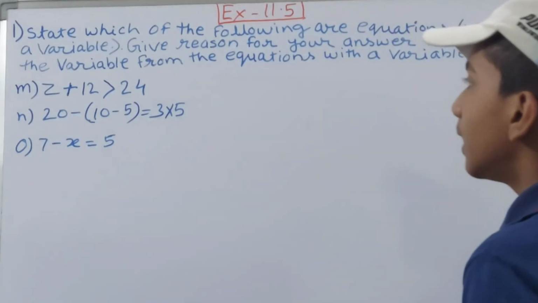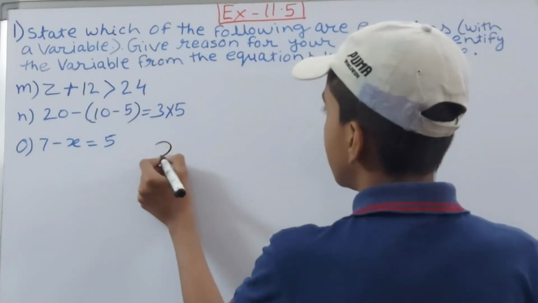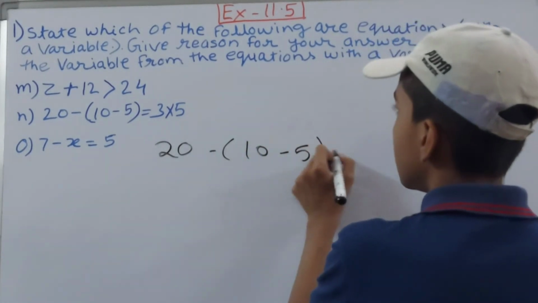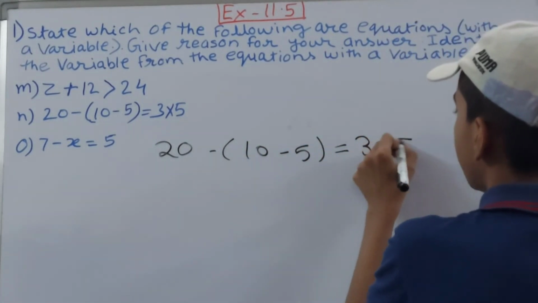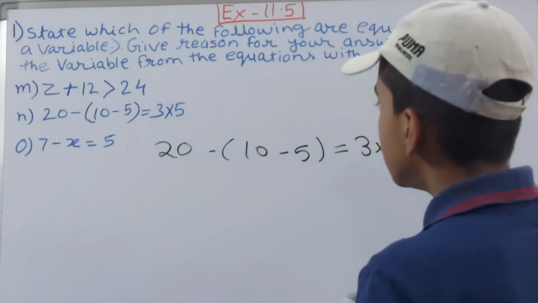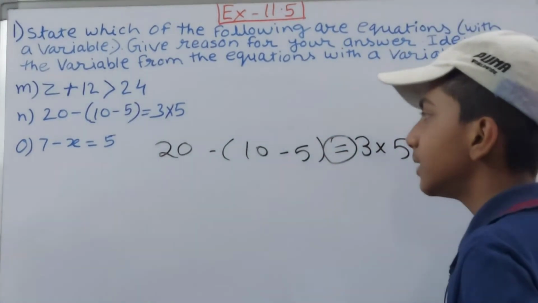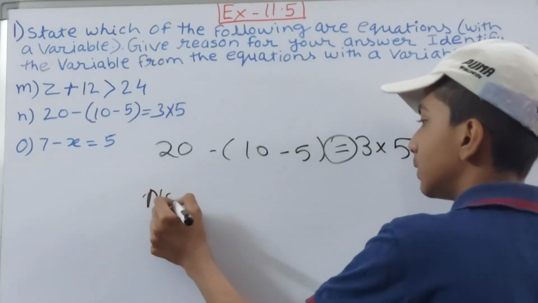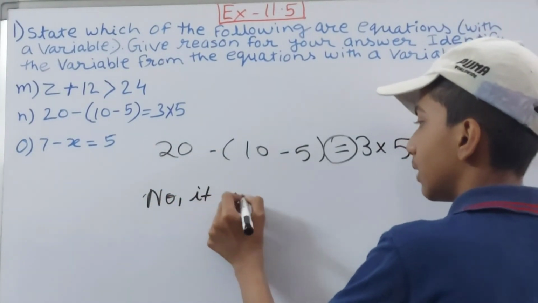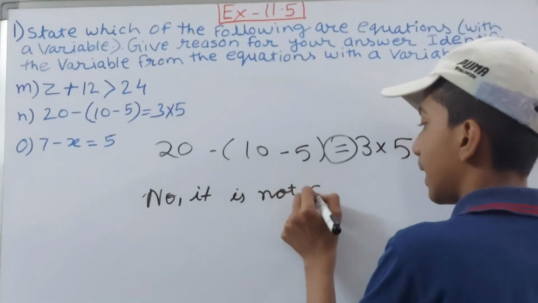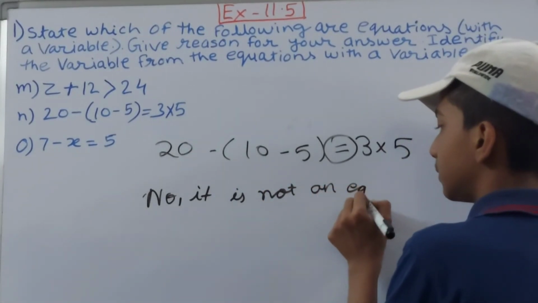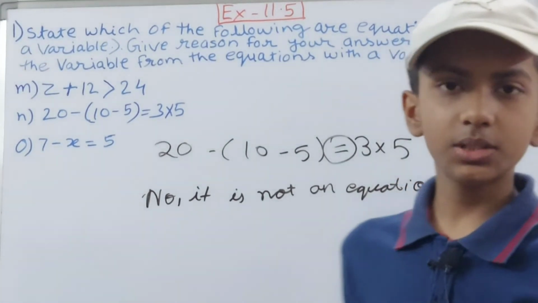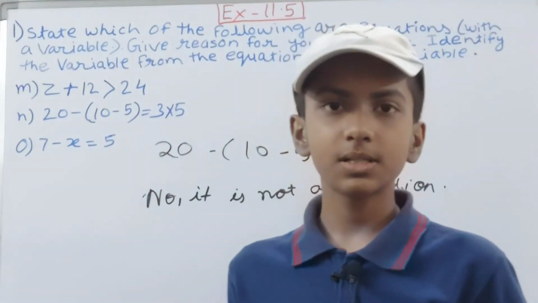This is the n part. This is 20 minus 10 minus 5 is equal to 3 into 5. If you see here, you can see this is an equal sign here, but again no variable here. So that means no, it is not an equation, right? So it is not an equation. Let's move on to the last part.